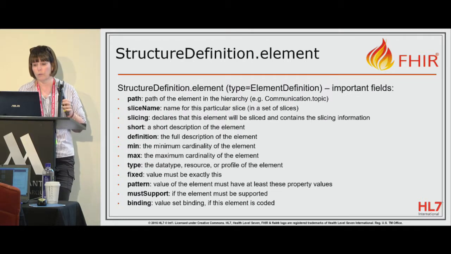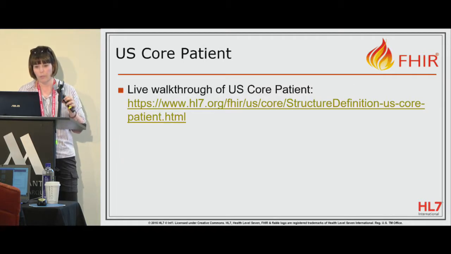So these are the actual names of fields. I won't go too much into those, but we've seen some of them, like the slice name and slicing. A short definition, you can have a short description, you can have a definition, minimum, maximum, the data type of the resource or profile of the element, the fixed value, the pattern, must support, and binding. There are others, these are just the main ones.